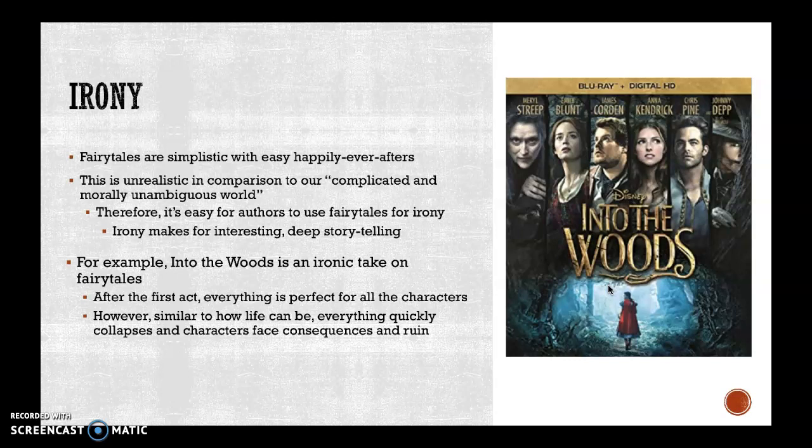For example, Into the Woods is an ironic take on fairy tales. After the first act, everything seems perfect, with Red Riding Hood and her grandma surviving the big bad wolf, Jack becoming rich from what he stole from the giants, and Cinderella marrying her prince. However, just like life can be, everything quickly collapses. Jack faces his consequences, and the kingdom is attacked by the giants. And Cinderella's prince cheats on her. This irony makes for an interesting story and changes the way audiences may think about fairy tales.